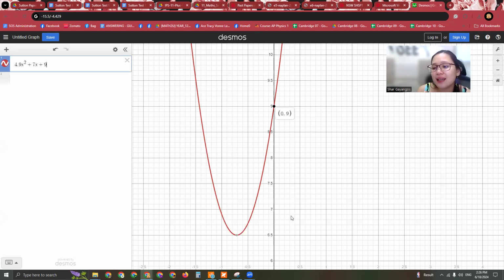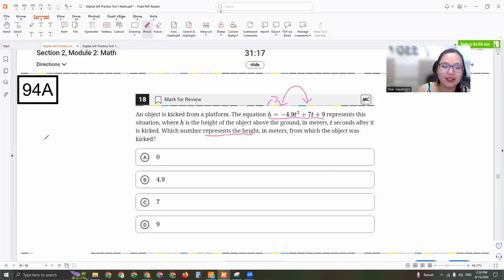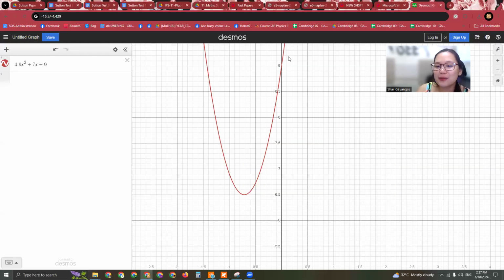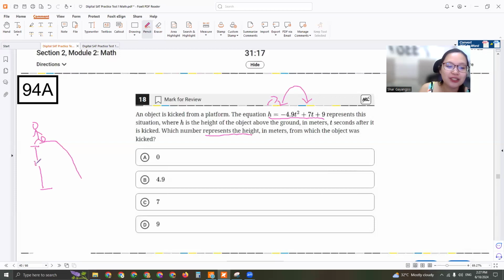Let's say we draw a cliff, and then you're kicking a ball from here. Where are you starting from? You are starting from the height of this cliff, right? So at t equal to 0, what is your height? And that's what this intercept is telling us. When x is equal to 0, or when t is equal to 0, the original height is 9 meters. So the number that we're looking for is actually 9, because it tells us the original height, or the y-intercept.